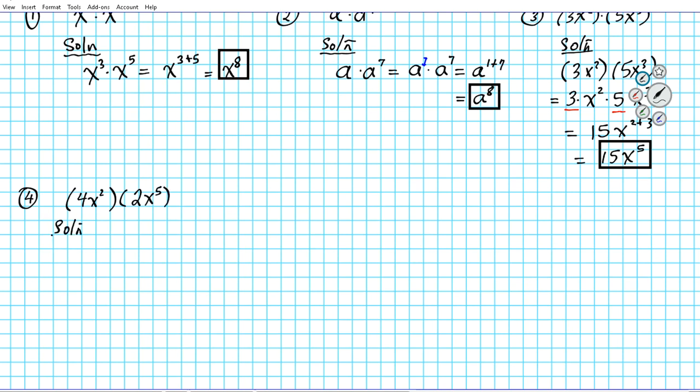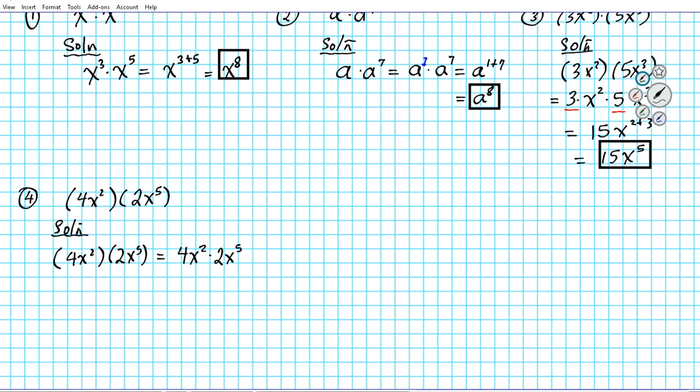This is very similar to question number 3. So we have 4x squared times 2x to the 5th. Since we're multiplying two monomials, we can just drop the parentheses. So we have 4x squared multiplied by 2x to the 5th power.